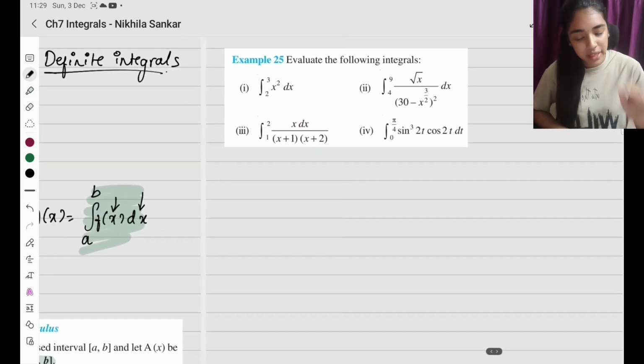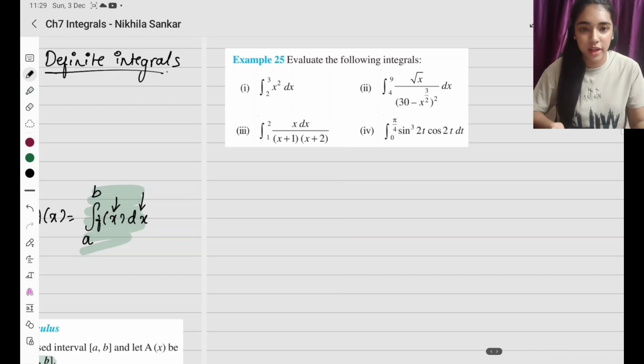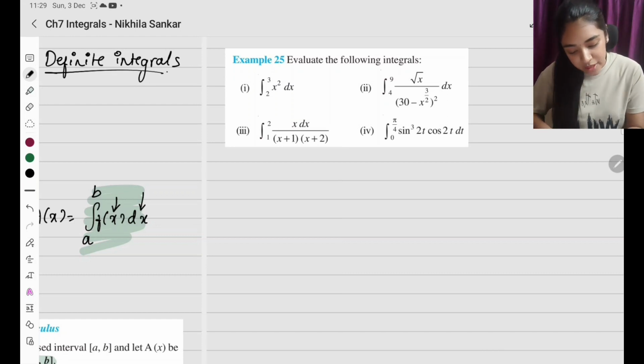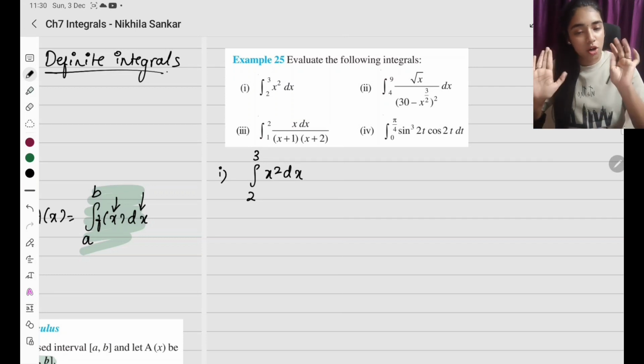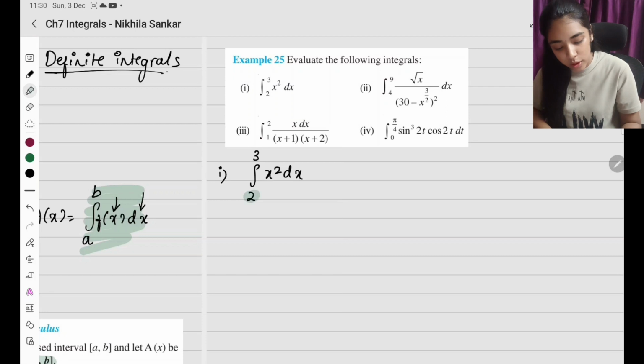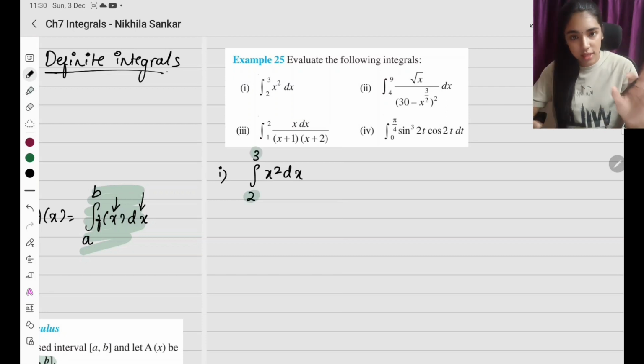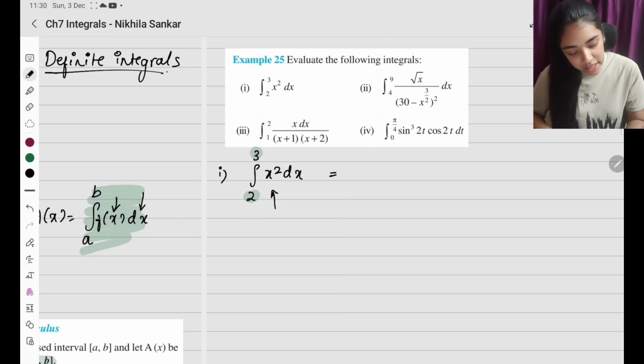So ivlo naal nama integrals போட்டுட்டு இருந்தது, now we are going to substitute values. Okay, very simple. So now first subsection, what do I have? Integral 2 to 3 of x square dx. So this is our normal integral with some lower limit and upper limit. So first let's solve the integral. Okay, so when I integrate x square dx, enna kadaikum? I have x cube divided by 3 plus c.